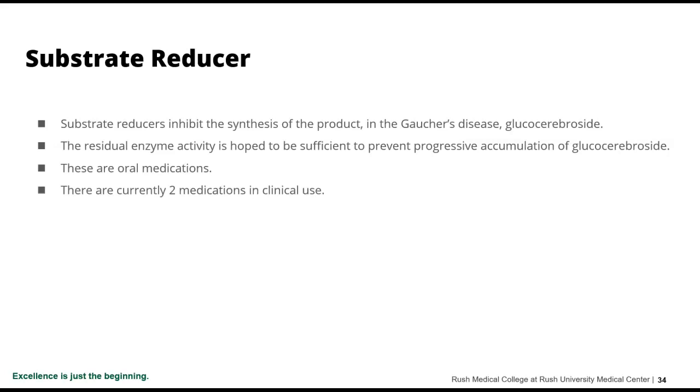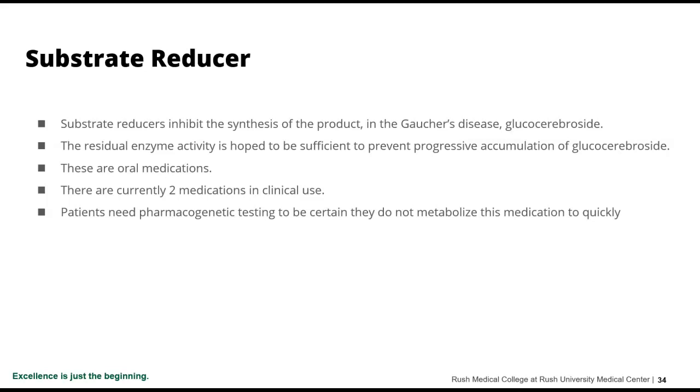These are oral medications, and there are actually 2 medications in clinical use. One of the things we do is pharmacogenetic testing, since everybody metabolizes medications at different rates. For these particular medications, we have to make sure that they're not what's called an ultra-rapid metabolizer, otherwise they break down the medication before it would be of clinical use. And it's now the first-line therapy in adults.